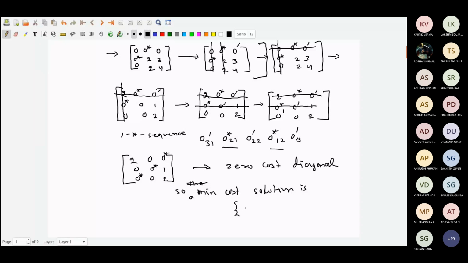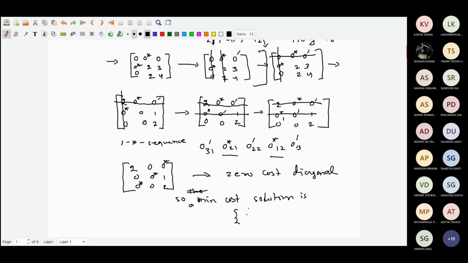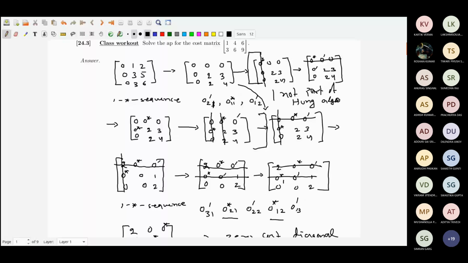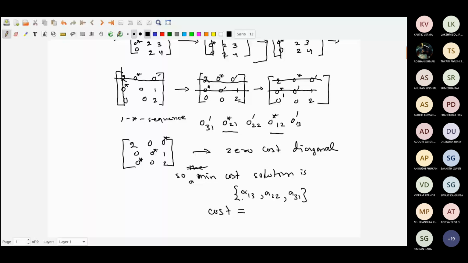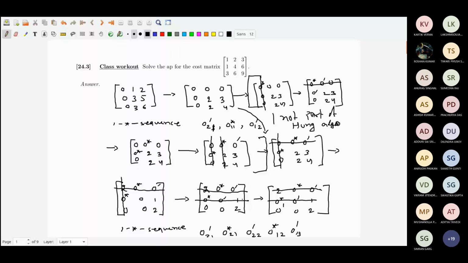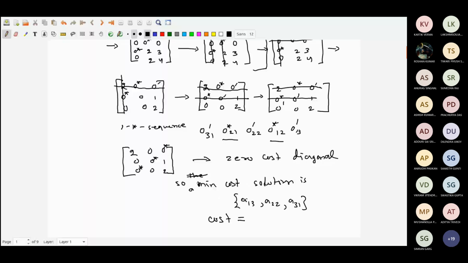What was that matrix name? Did I keep? Oh, I have not given any name, so let me assume it is A. So A13, A22, A31, and then you can write the cost. Cost is equal to what, the sum of the diagonals, like 3, 3, 4. So cost is equal to 10. Okay, so that is how you would solve it.